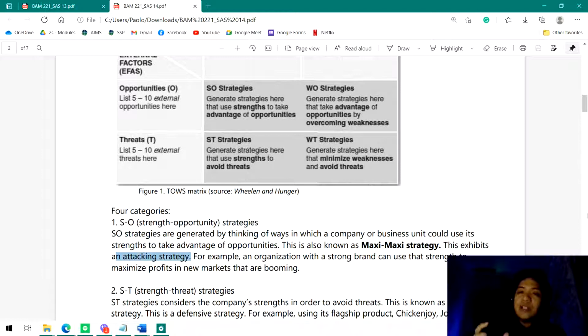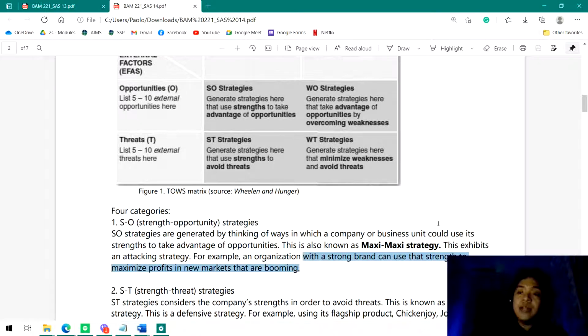So of course, this kind of strategy is forward integration. You are attacking, you are moving forward, you are taking risks. Hindi ka nagtitake ng defensive formation to defend your current position. You are trying to move forward. Ayan, nakalagay dito, an example is an organization with a strong brand can use that strength to maximize profit in new markets that are booming.